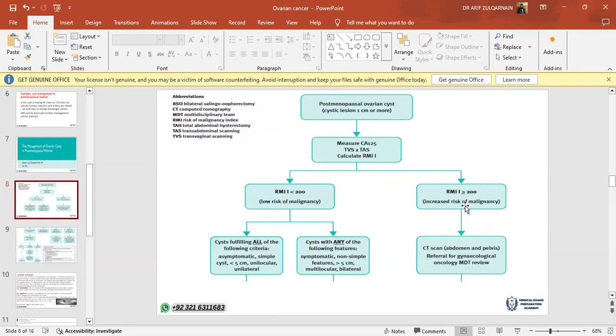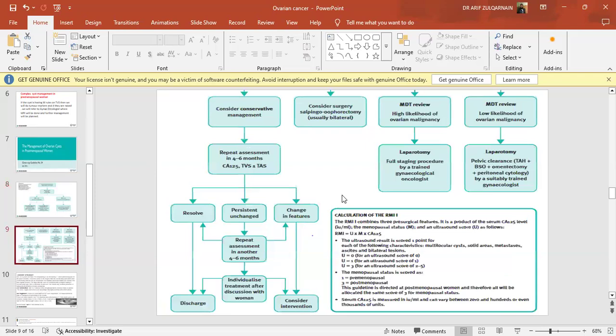Okay, then come to the other side. If the RMI is more than or equal to 200, then the patient is at increased risk of malignancy. Immediately, we will refer the patient for CT scan of the abdomen and the pelvis, not only the pelvis. Okay, we will do the CT scan of the abdomen and the pelvis, and we will refer the patient to a gynecological oncologist and MDT review. After this, according to the MDT review, the patient will have a high likelihood of ovarian malignancy or a low likelihood of ovarian malignancy.